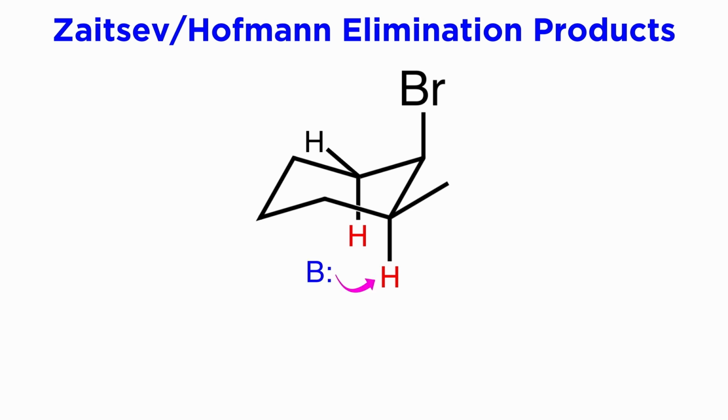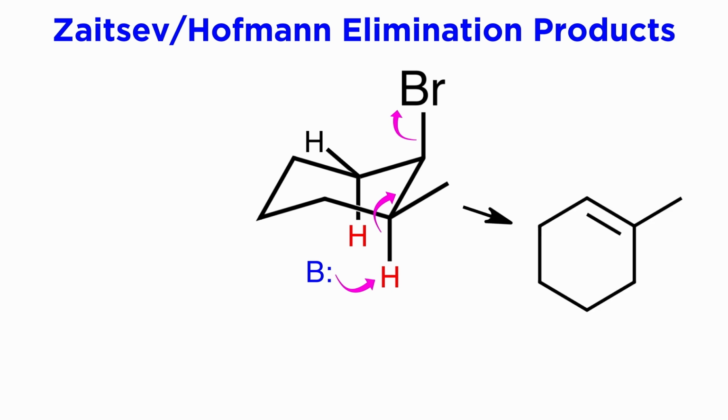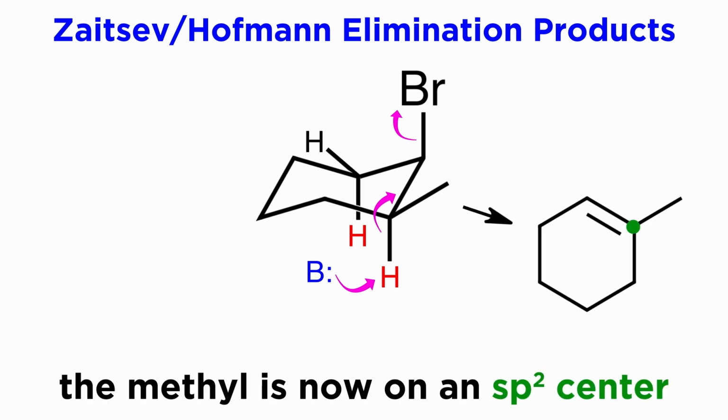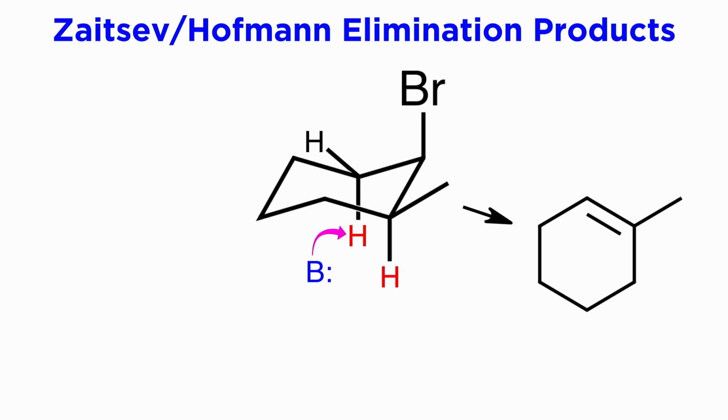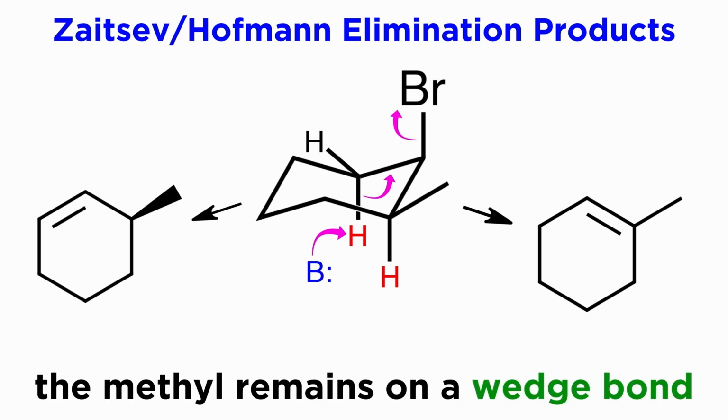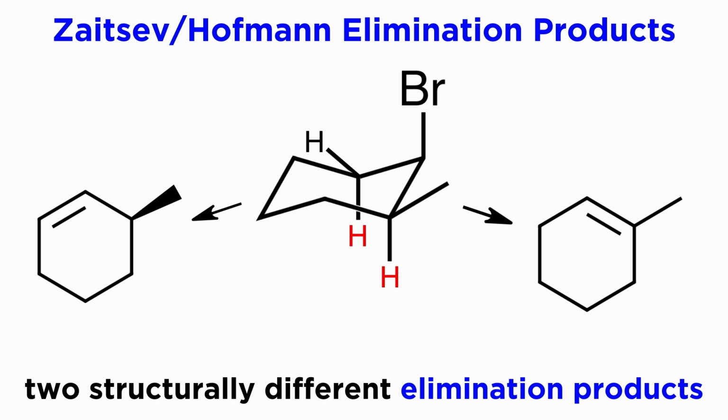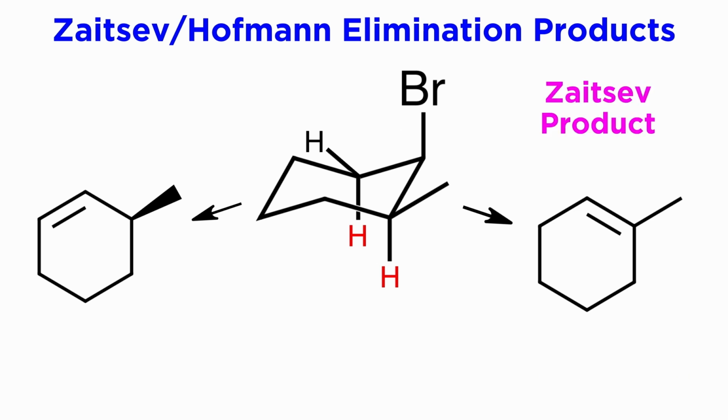If the base grabs this proton, these electrons will form the pi bond here, which will kick off the leaving group, and we will get this product, where the methyl group has flattened out since this is now an sp2 center. If the base grabs this proton, the pi bond will form here instead, again kicking off the leaving group, and the methyl group will remain as it is. These are structurally different products, and we will refer to them with specific names. This first one is the Zaitsev product, and the second one is the Hofmann product.